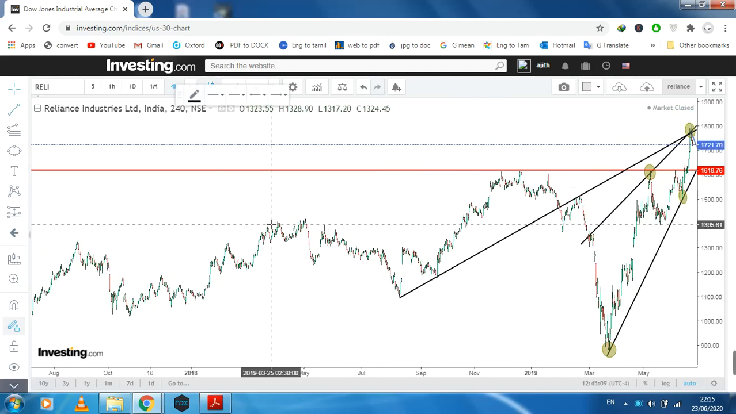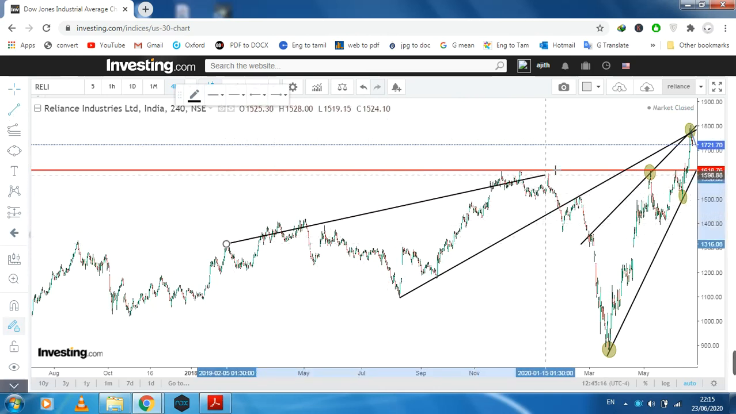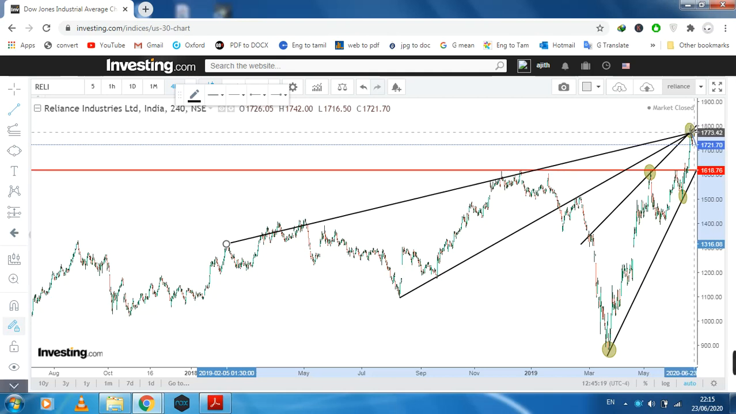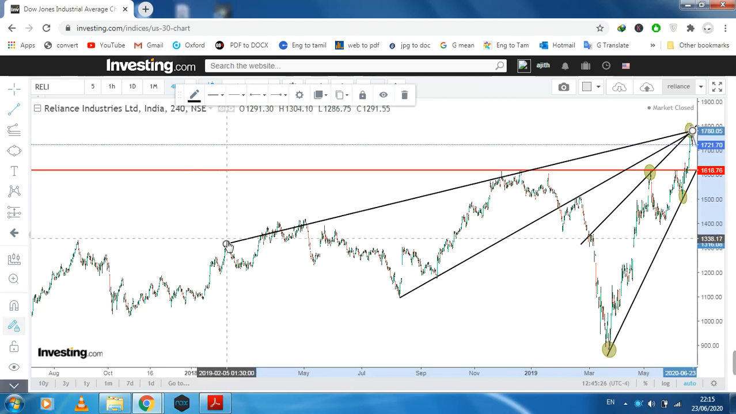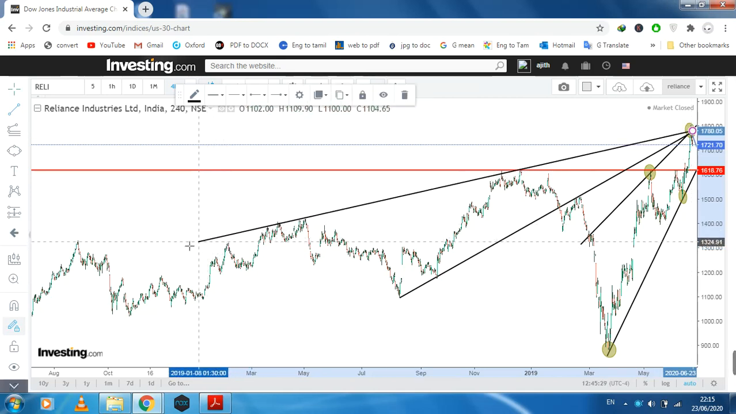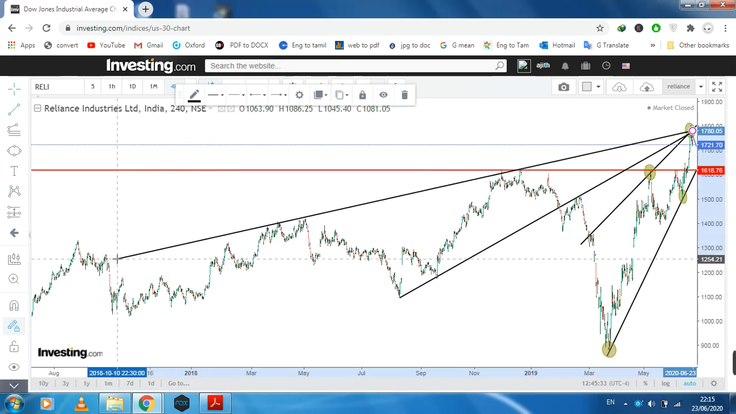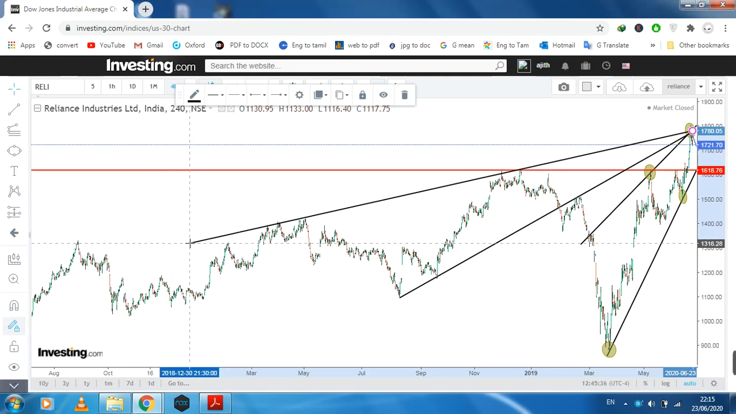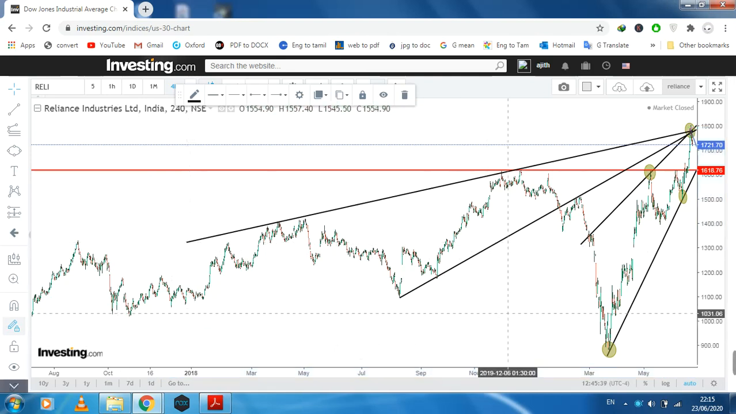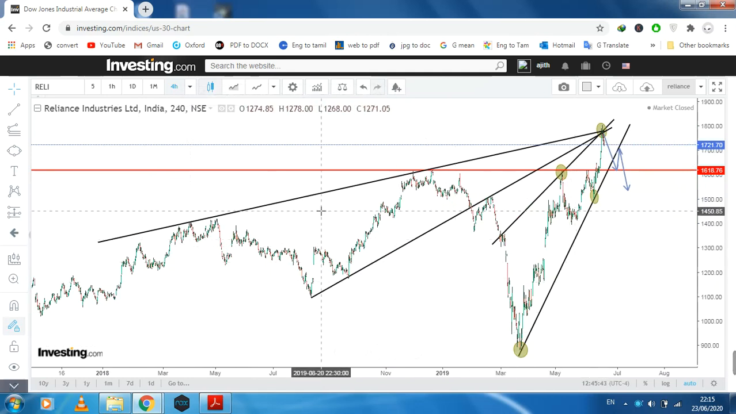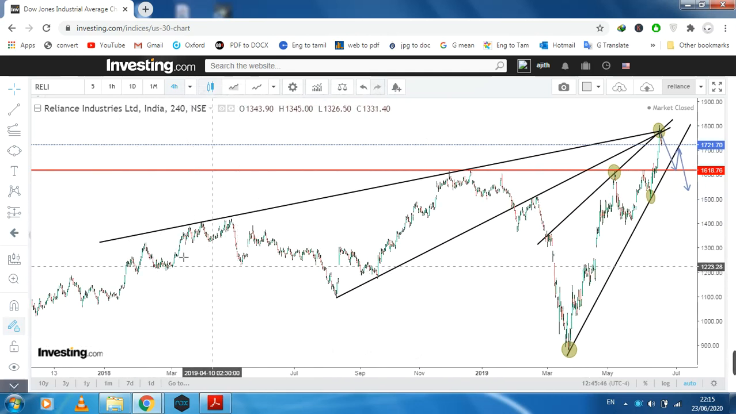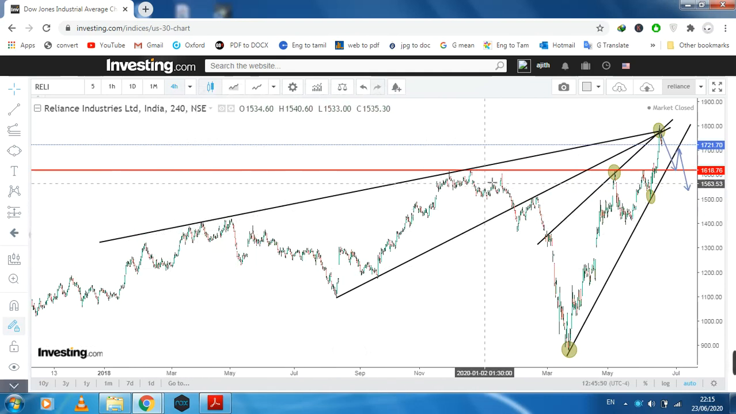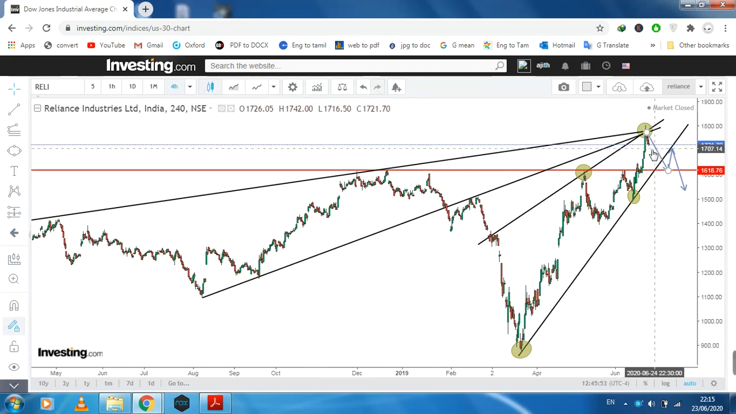I draw something. Is it true or not? No. This is again one of the good formations. One, two, three, four touches, again the fifth touch. The market also has a chance to break from this to the downside.